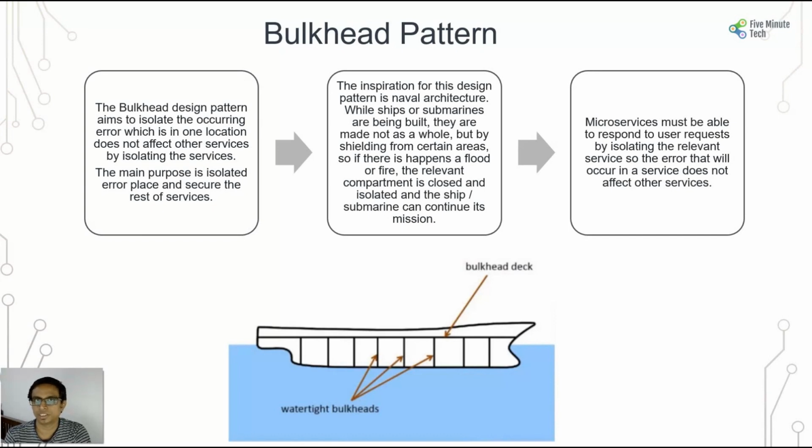This inspiration, as I mentioned, comes from ships. While ships or submarines are being built, they are made not as a whole, but by shielding certain areas. So if anything happens, such as a flood or fire, the relevant compartment is closed and isolated, and ships and submarines can continue their mission. Microservices must be able to respond to user requests by isolating the relevant services, so the error that occurs in one service does not affect all other services.